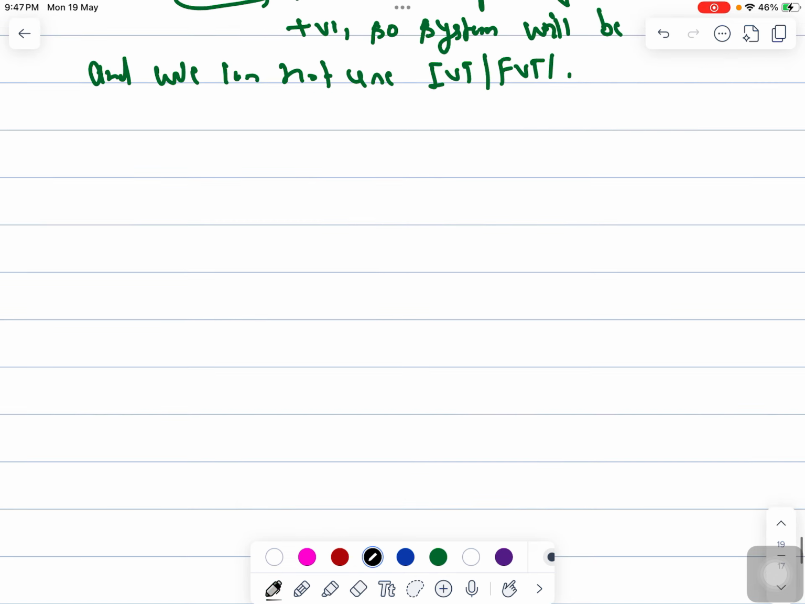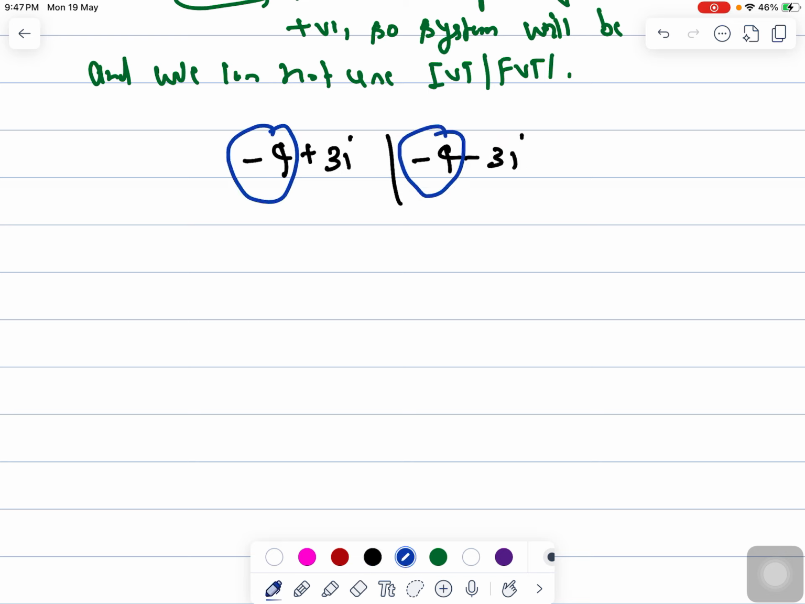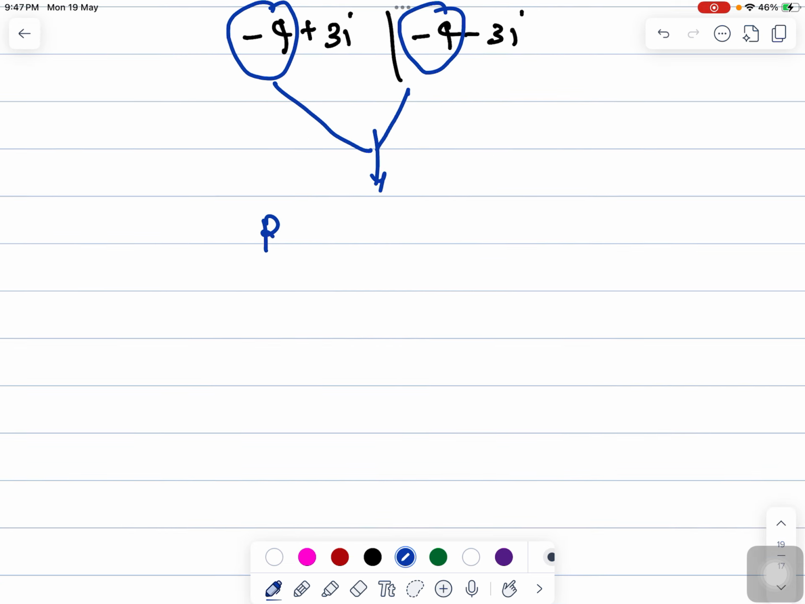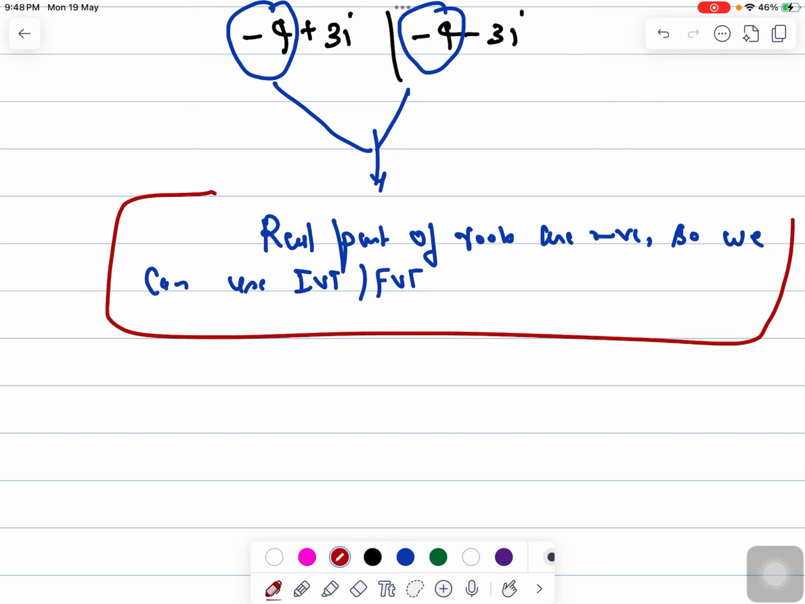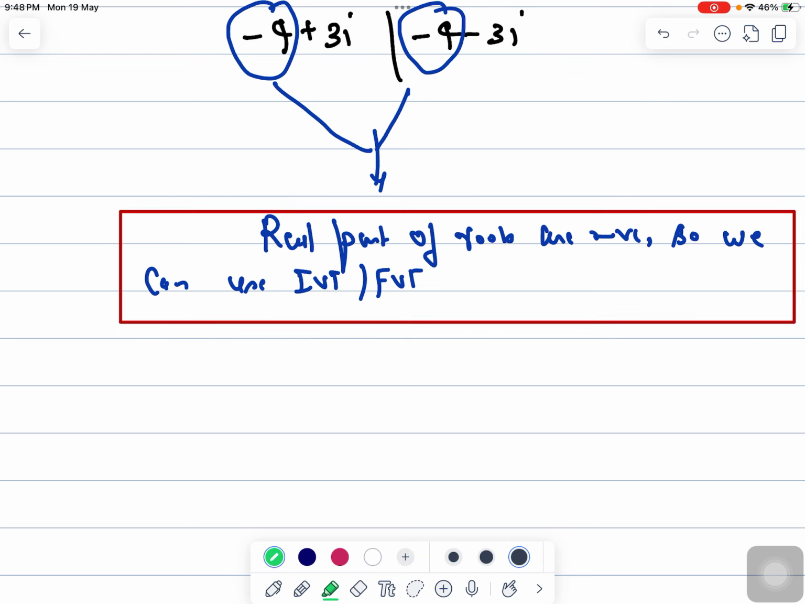But let's say if the roots were like minus 4 plus 3i or minus 4 minus 3i. In this case, the real part of the roots is negative, so we can use the initial value theorem or final value theorem. Is that clear? Because the real parts of the roots are negative. So this is how we can categorize different problems based on the roots, and finally you can calculate the initial value theorem and final value theorem. Is that clear? Okay, great.